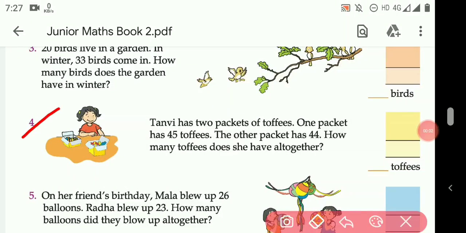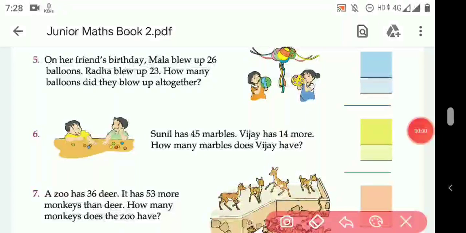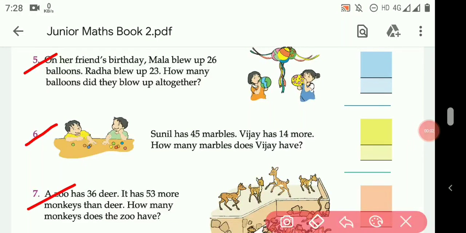Question number 4. Tanvi has 2 packets of toffee. Tanvi is having 2 packets of toffee. One packet has 45 toffees. One packet is having 45 toffees. Let me write first. Other packet has 44. Other packet is having 44 toffees. We'll write it here now. How many toffees does she have all together? So what is the total number of toffees in both the packets? We will now add them. 5 and 4, 9. 4 and 4, 8. So what is the answer? 89 toffees. The remaining questions 5, 6 and 7 will be your homework.